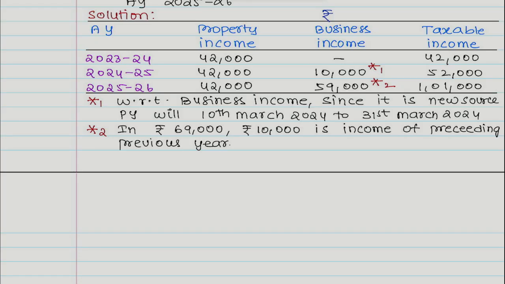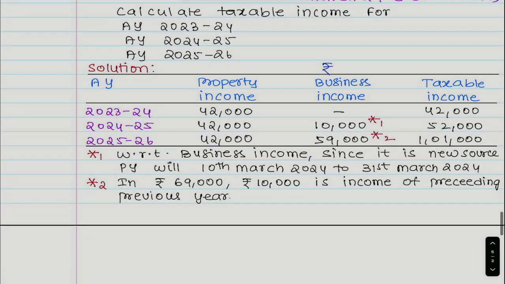Completed. Everyone, have you completed? Calculations understood, everyone? Yes. So assessment year 23, 24, 24, 25, 25, 26. 42,000 same, business income changes. With respect to business income, since it is a new source, previous year will be from 10th March 2024 to 31st March 2024. Subsequently, it will be the full financial year. In 69,000 rupees, 10,000 is the income of whom? Preceding previous year. It does not belong to that year. So we excluded that.